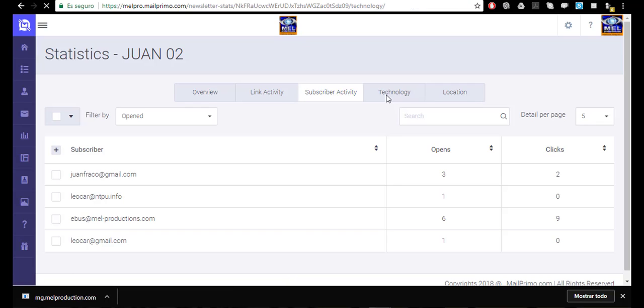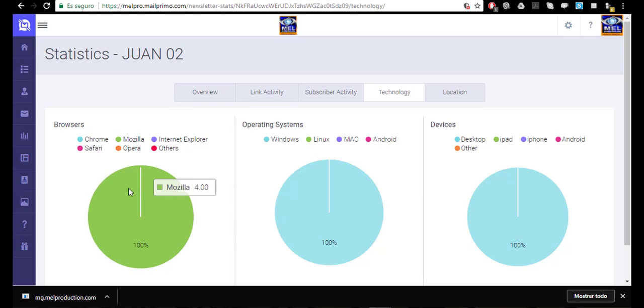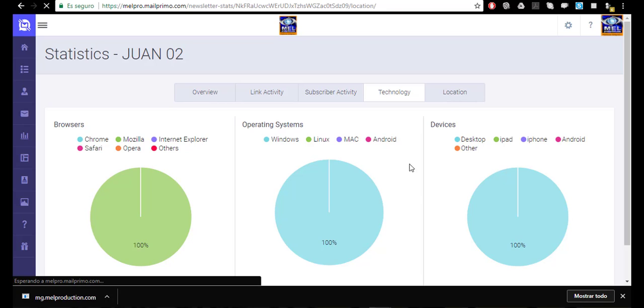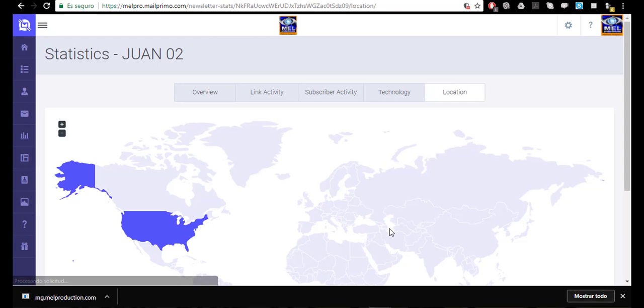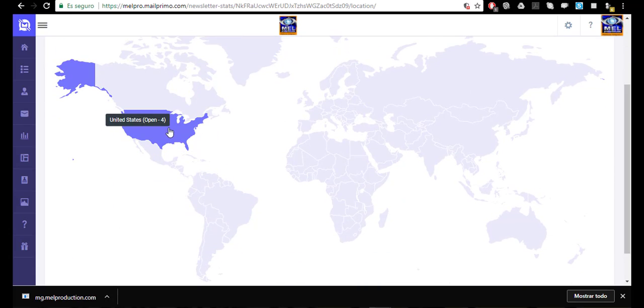Then look at the technology. All the systems are Chrome, but it showed that it's Mozilla. I didn't have Mozilla. I don't know what happened. Windows is okay, desktop is okay. And location. Look, it said that we opened the emails in United States. United States. Here. But I am in Colombia, my friend is in Colombia, and I am in Panama.